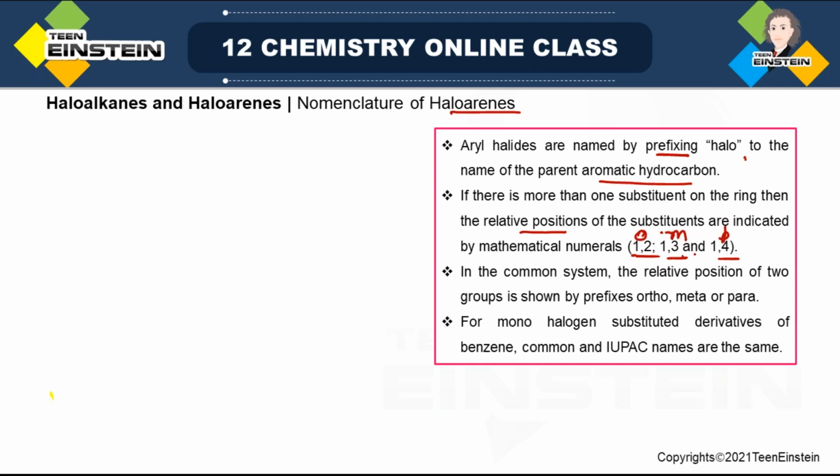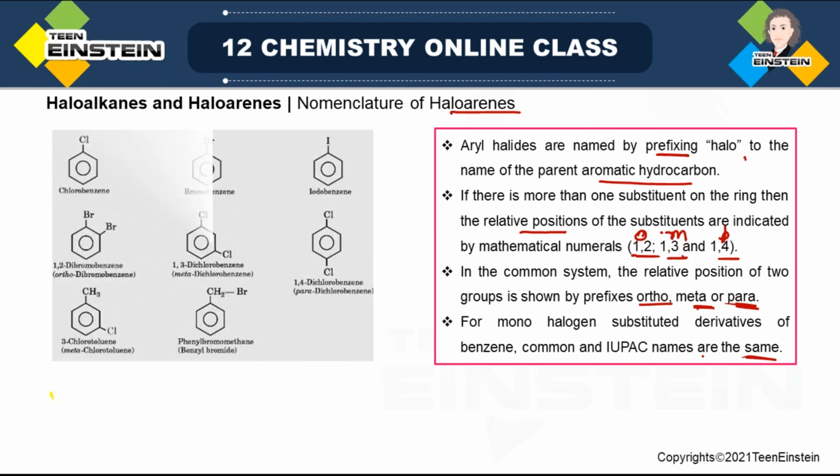this is para. In the common naming system, relative position of 2 groups is shown by prefix ortho, meta, para. So ortho, meta, para for 1, 2, 1, 3, 1, 4, you cannot use in IUPAC. When it is IUPAC, you have to write 1, 2, 1, 3, 1, 4. But mostly we say ortho, meta, para, but that is actually under common system, not IUPAC. And for monohalogen substituted derivatives of benzene, common and IUPAC names both will be same.